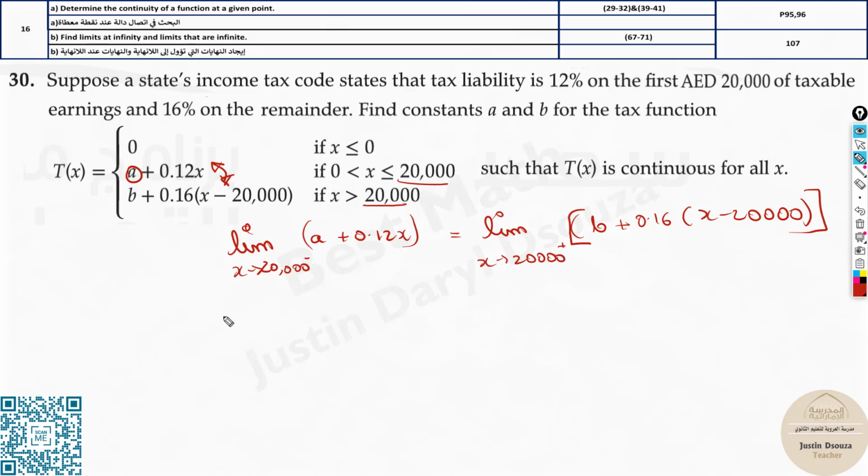This minus indicates it's less than or equal to. Now I know this a value is 0. So the limit of a, that is 0, is 0. Plus, what about this limit? It's going to be 0.12 multiplied with 20,000.